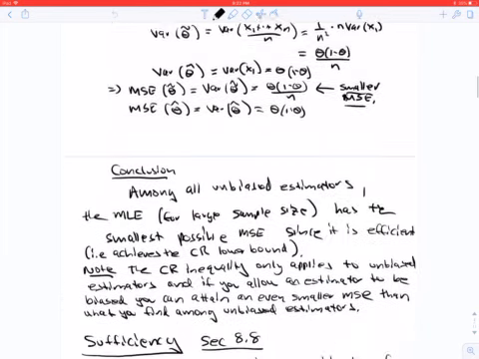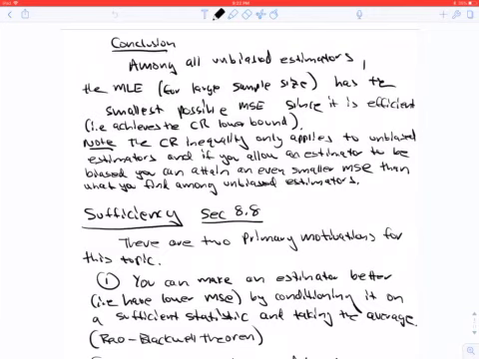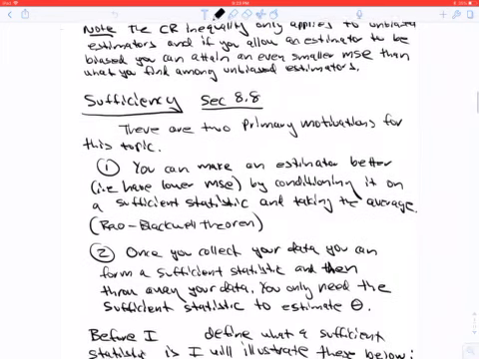The sample mean is the MLE estimator, by the way. So among all unbiased estimators, the MLE for large sample size has the smallest possible MSE since it's efficient. If you remove the constraint of being unbiased, however, you can lower the MSE by finding an estimator that has a very, very small variance.